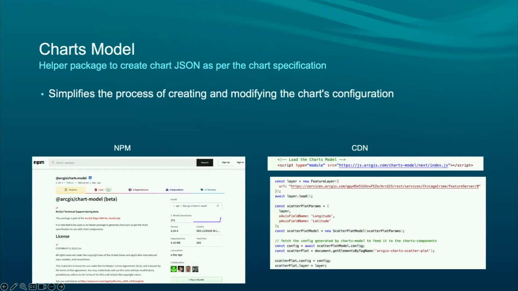To create a new chart, we have a separate helper package called charts model. With charts model, you can do all the configuration in your code editor with a minimum amount of code. And just like charts components, charts model is available on NPM as a package or through CDN. You can include it simply in a script tag as well.